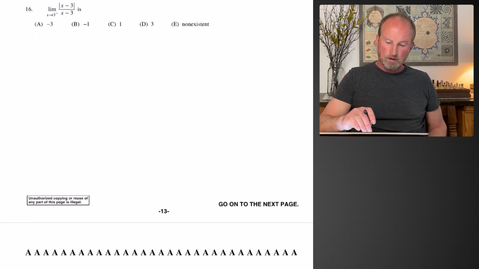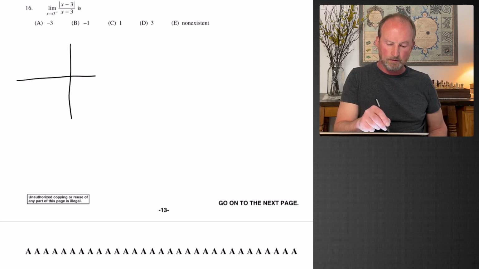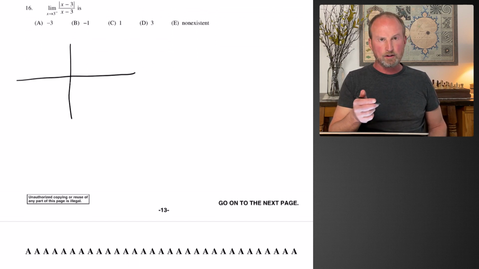Number 16. This is a good one. Let's do a quick graph of this thing. In order to evaluate this limit, we need to kind of know what this thing looks like. Or we could do it algebraically, but I'm going to do it graphically first.